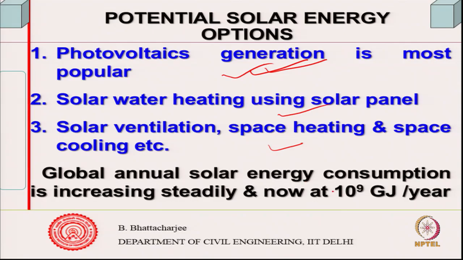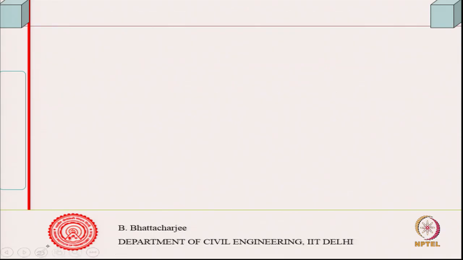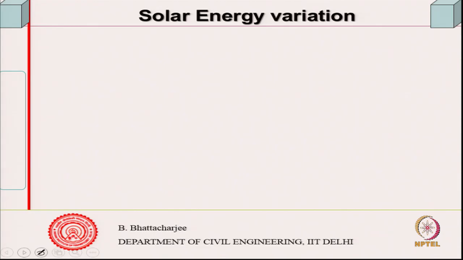Now, what we know is generally it is currently of the order of around 10 to the power 9 gigajoules per year, that is the data sort of thing, and it is increasing. So, solar energy utilization is gradually increasing, people are getting conscious about it, and let us look at the photovoltaic scenario.